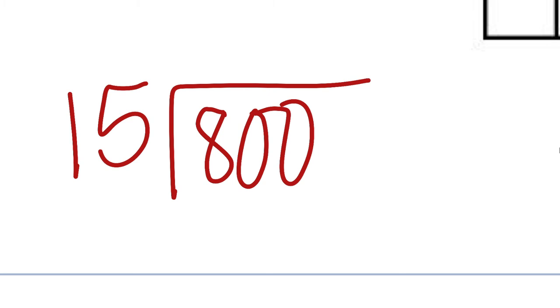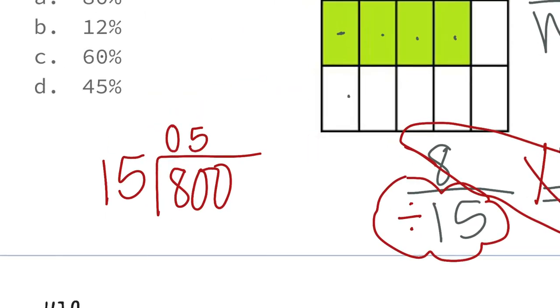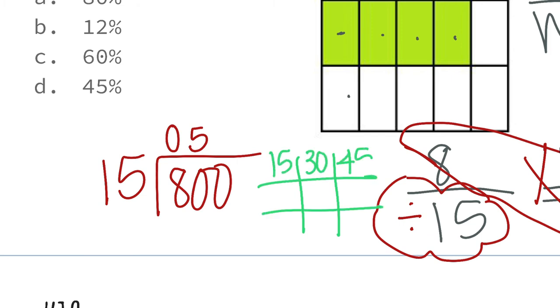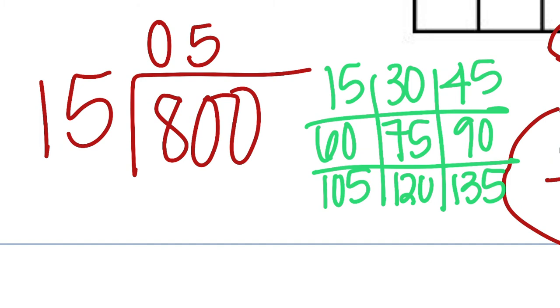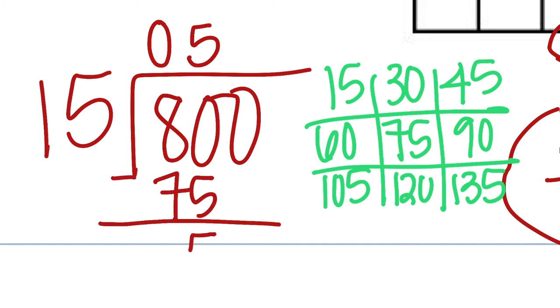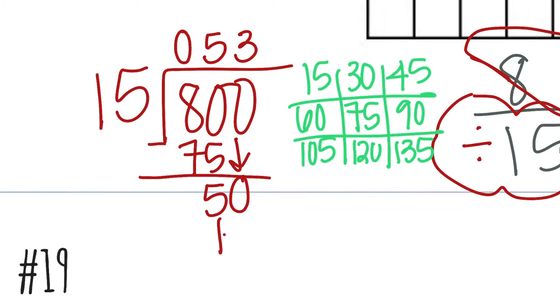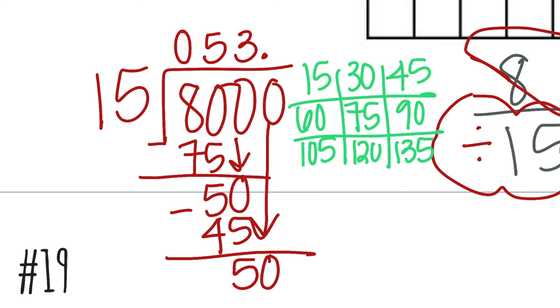15 does not go into 8, but 15 goes into 80 5 times. Let's make a little hashtag to make it easier. 15, 30, 45, 60, 75, 90, 105, 120, 135. So it goes in there 5 times, and that is 75. I get 5, bring down the 0. 15 can go into 50 3 times, which is 45. Get 5, decimal 0. And it looks like I'm going to keep getting 3 repeating.